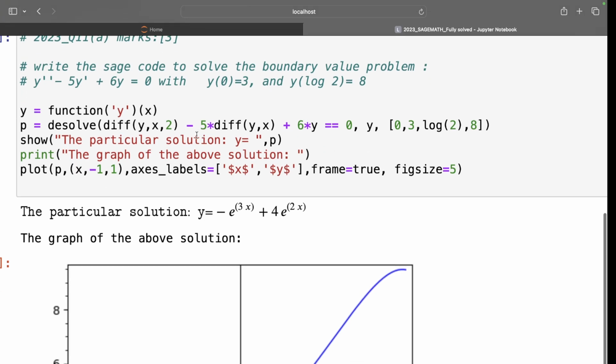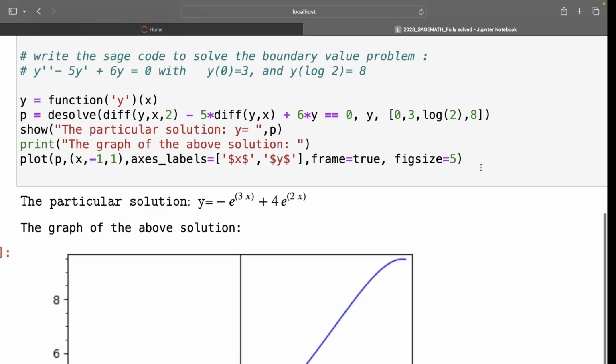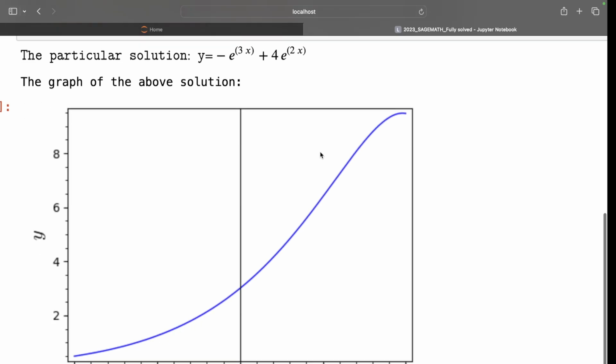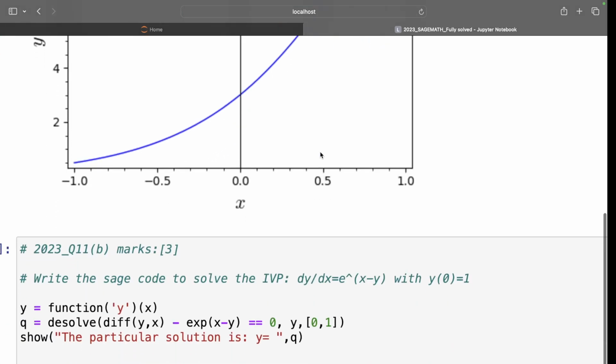So this is the particular solution P, and print the graph of the above solution. Now plot P, x within the x range -1 to 1, axis labels x and y, frame true, figure size 5. The particular solution is y equal to minus e to the power 3x plus 4 e to the power 2x, and the graph of the above solution is this.